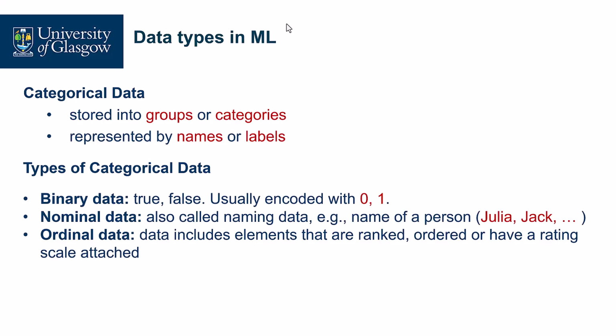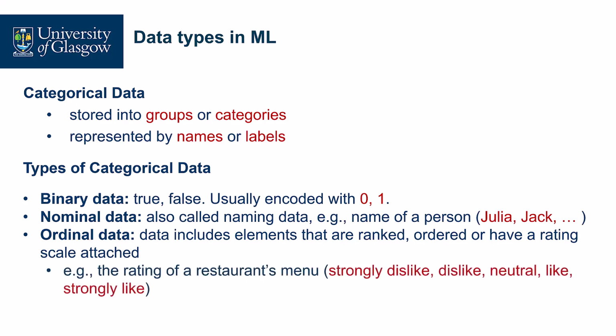These are also categories, but they have relations. So they can be ranked, they can be ordered, and we can read them. For example, for a restaurant's menu, we can say strongly dislike, neutral, like, strongly like. This is different from nominal data. Ordinal data can be ranked, while nominal data can't. For example, you can't rank Julia and Jack in some way, right? So this is not possible. So binary, nominal, ordinal, these are the categorical data, right?